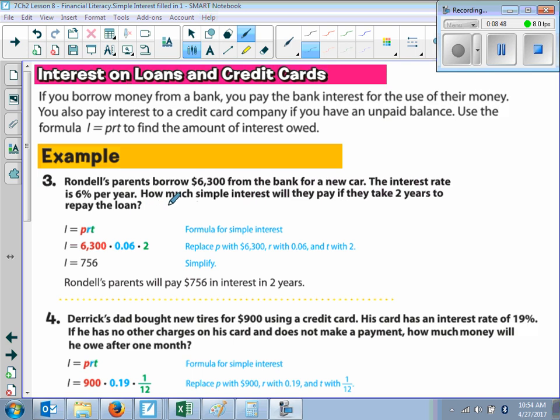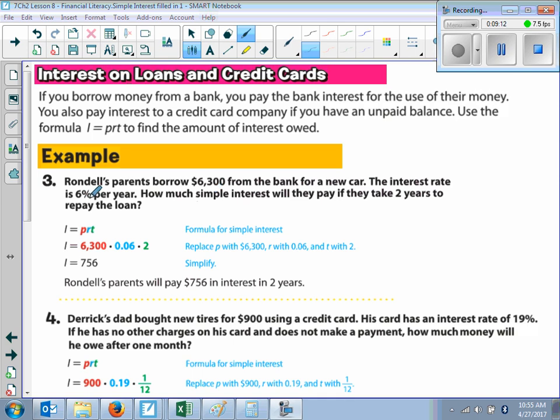All right. So Rondell's parents borrow $6,300 from the bank for a new car. The interest rate is 6% per year. How much simple interest will they pay if they take 2 years to repay the loan? Once again, formula is the same. Interest equals PRT. The principal amount, or the amount that they're borrowing, is $6,300.